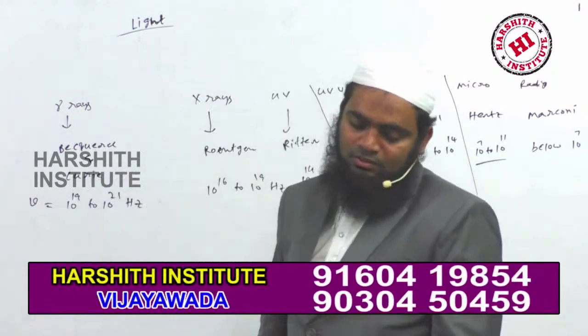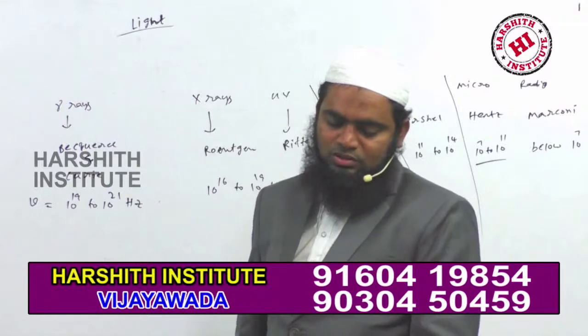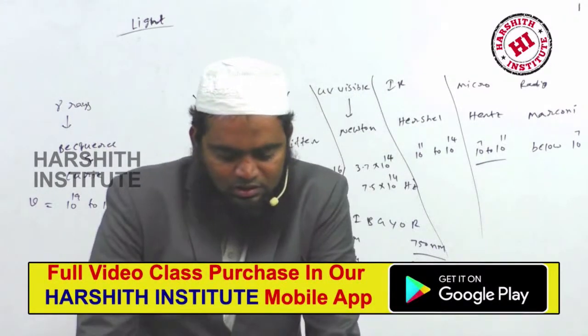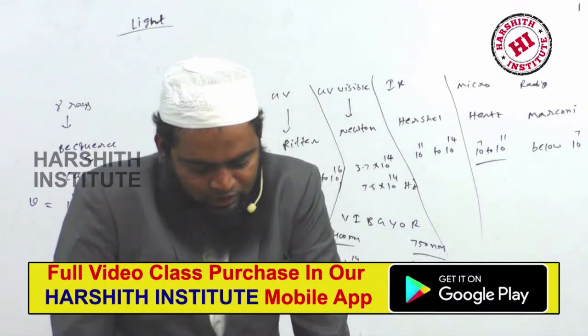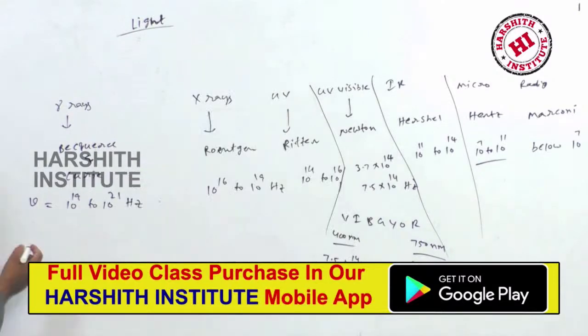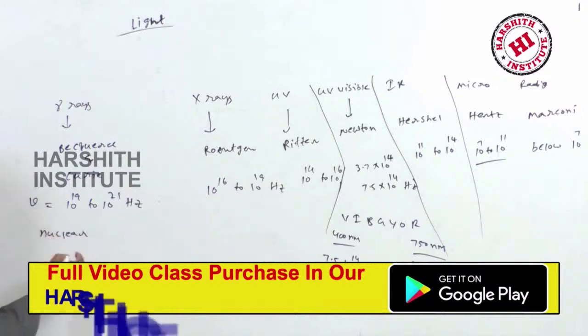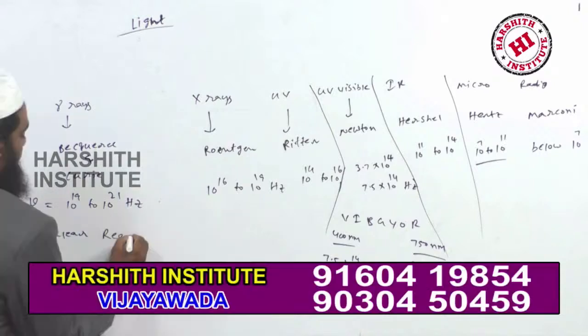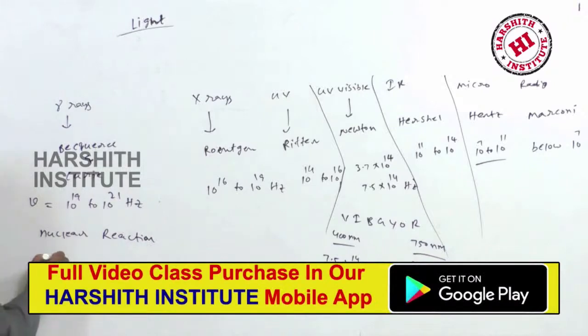The gamma rays come from nuclear changes in radioactive nuclei such as uranium, simply called a nuclear reaction, meaning radioactive elements.